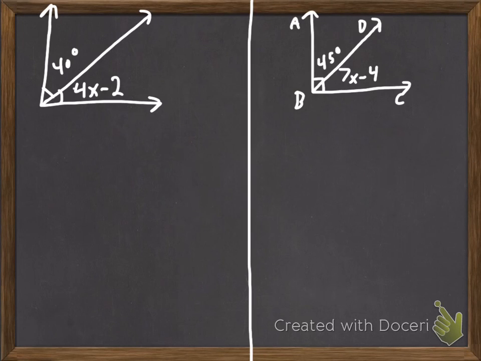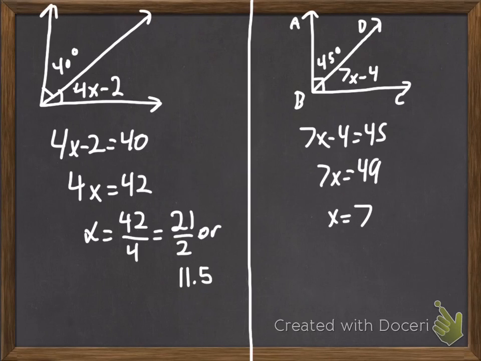Okay, here are 2 more examples for you to try on your own. Go ahead and pause the video and do that now. And here are the solutions to those examples. You'll notice on the left that it came out to be 42 over 4, and I would accept 21 over 2 or 11.5, since it didn't really indicate whether we wanted a fraction or a decimal, so either one was fine. And then on the right, it was straightforward. It was a nice whole number.